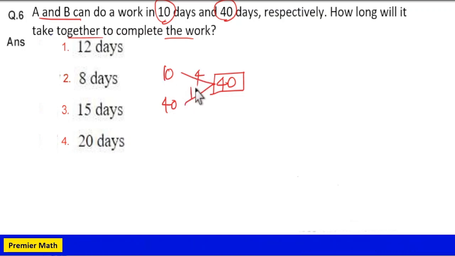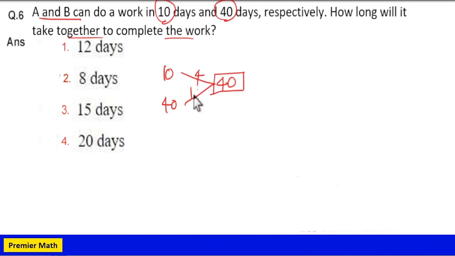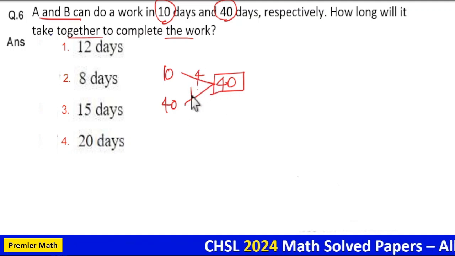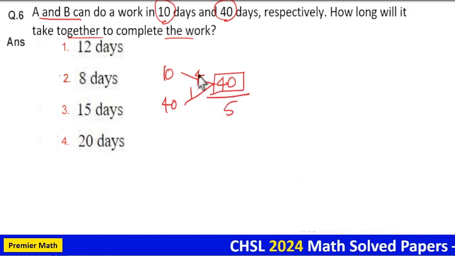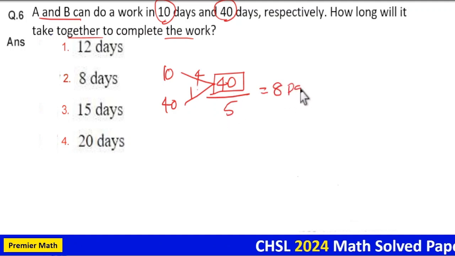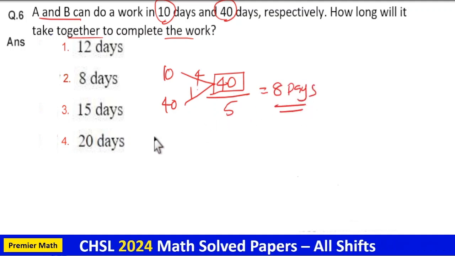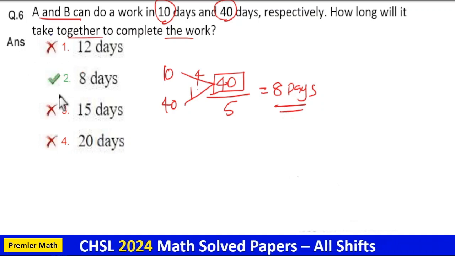B can finish 1 unit of work in a day. So together they will finish 4 plus 1, that is 5. So total efficiency together is 5 units. So 40 by 5: total work is 40 and total efficiency of A and B is 5 units. So 40 by 5 is 8 days. So together they finish the work in 8 days. Option 2 is your answer.